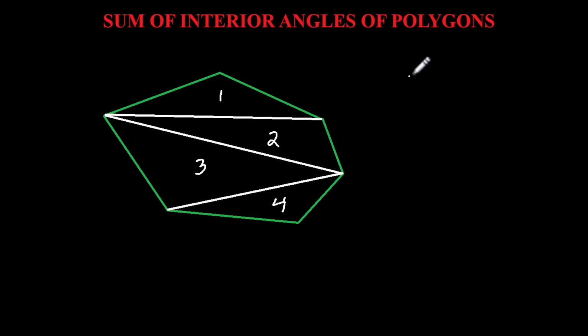Since each triangle has 180 degrees inside, and there are 4 triangles total, then the total number of degrees inside this polygon, which has 6 sides, should be 4 times 180, or 720.